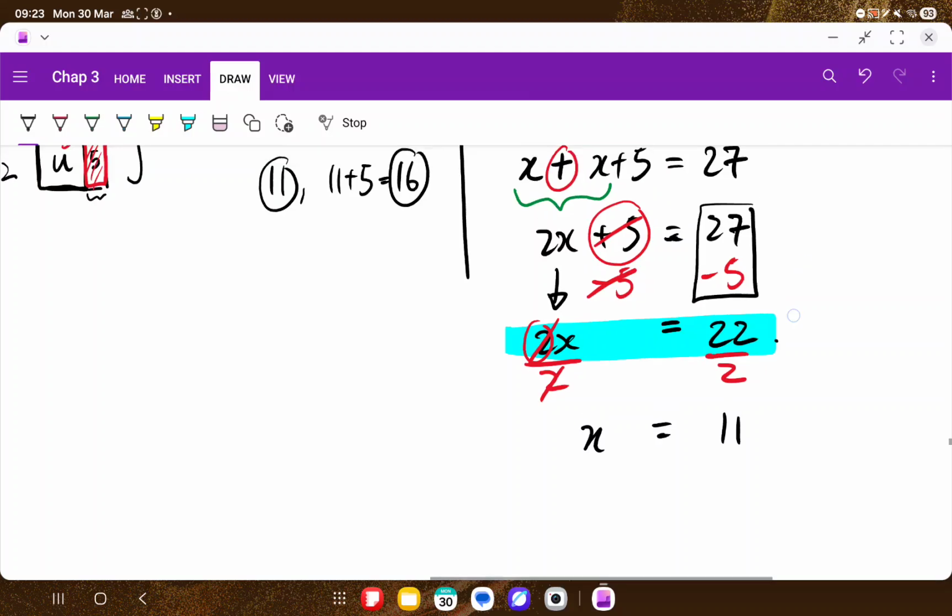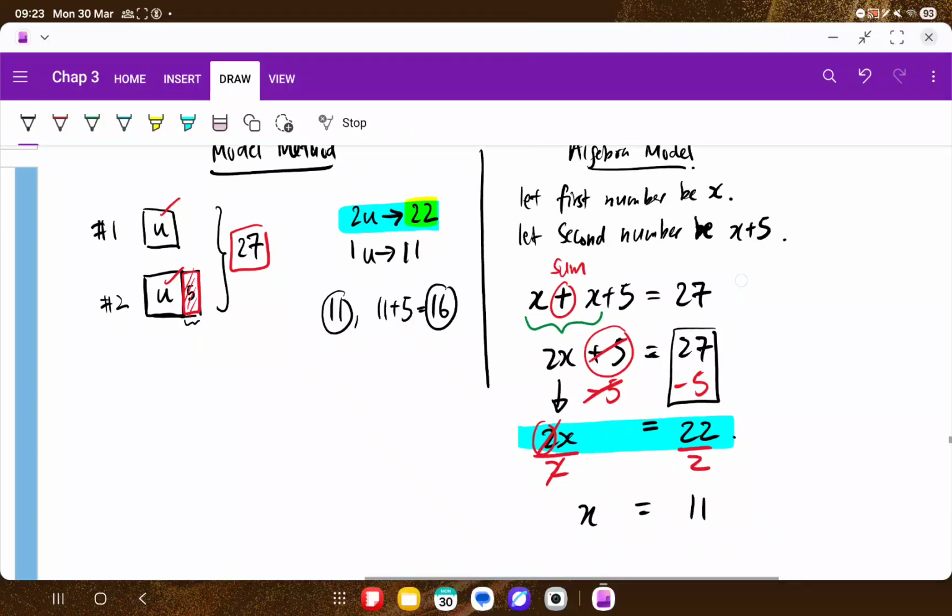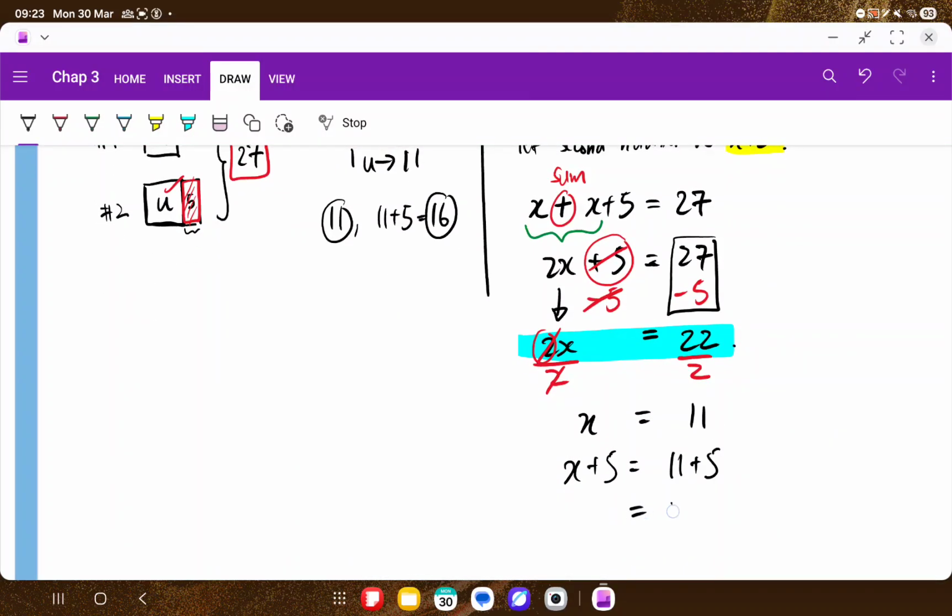What's the second number, by the way? If you read my statement on top, what did I say? x plus 5. So if you read carefully, I said it here. Second number is x plus 5. Now x is the first number, x plus 5 is the second number. So x plus 5 equal 11 plus 5, which is equal to 16. The two answers are 11 and 16.